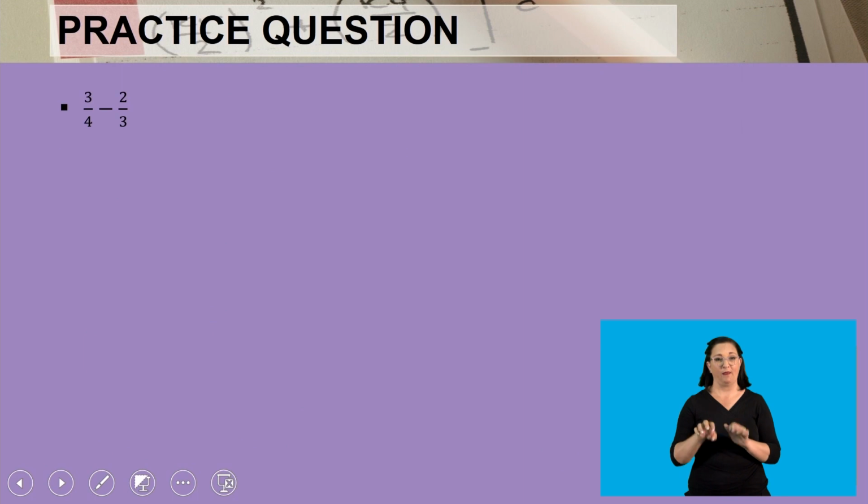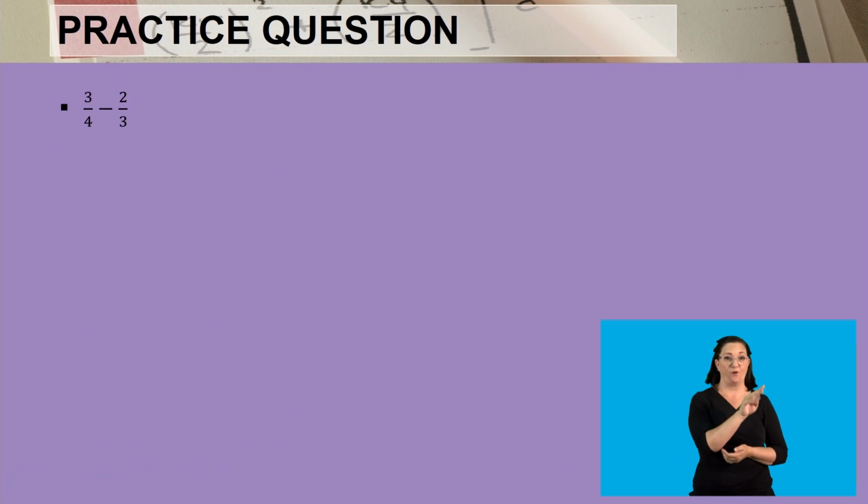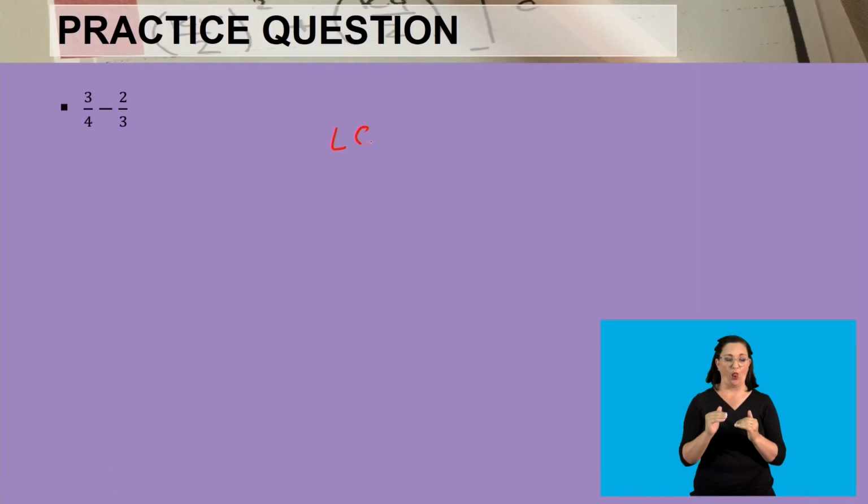Let's continue to another example. So this time we are subtracting. So I am subtracting 3/4 minus 2/3. So we're subtracting 2/3 from 3/4. But again, because we are working with quarters and thirds, we need to get them to be the same denominator. So how do we do that? We are going to look for the lowest common multiple between 4 and 3. Do you know what that is? You are correct. It is 12.